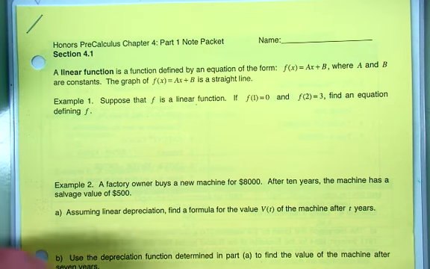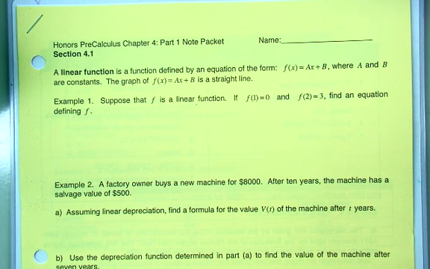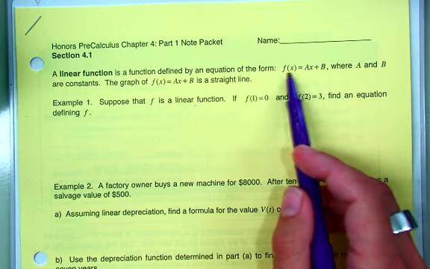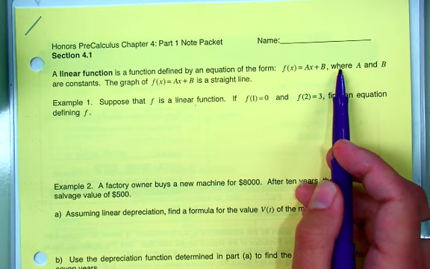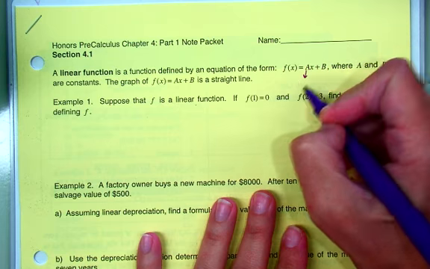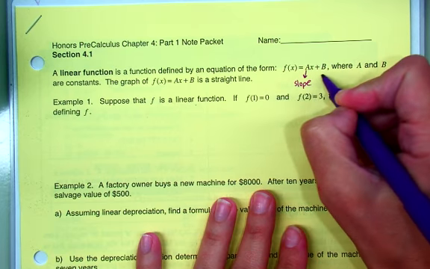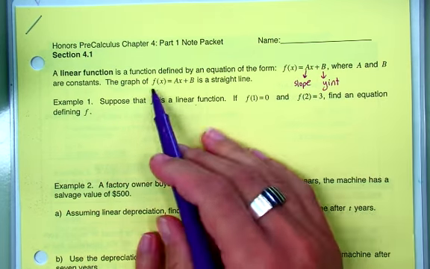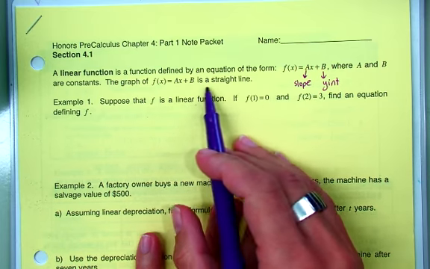Okay, today we're going to be looking at 4.1 notes, starting by talking about linear functions. The definition says a linear function is a function defined by an equation of the form f of x equals ax plus b, which you're used to seeing. In the past, we always used to call this mx plus b, which was your slope and your y-intercept. We know all of this, where a and b are constants. The graph of f of x equals ax plus b is a straight line, obviously.